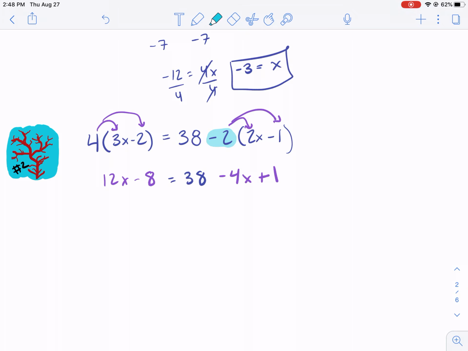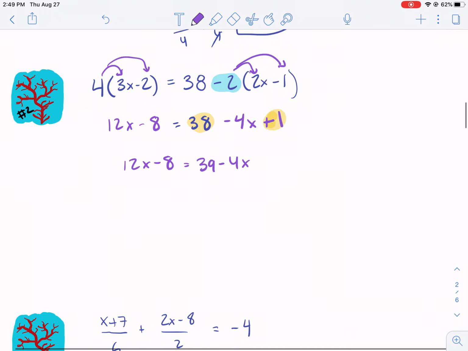Now we have some common terms that we need to clean up here. We have 38 and 1. Those are like terms on the same side, so we're going to do that first. Once we do that, we get 39 minus 4x on the right, and 12x minus 8 stays on the left because there was nothing to combine.